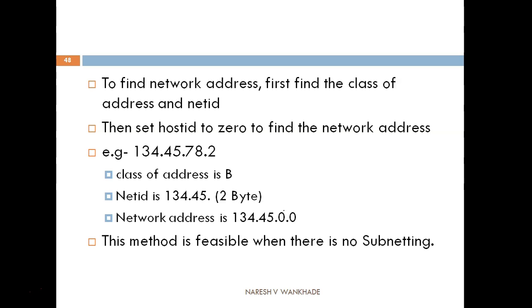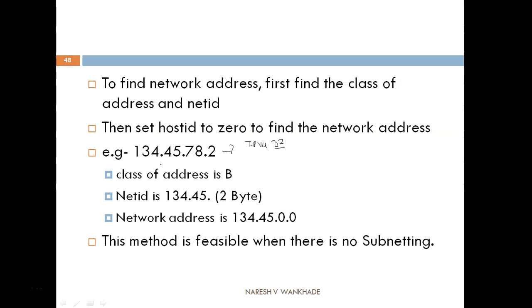To find the network address, first find the class of the address and the net ID. Finding the class is already covered in the previous tutorial. Then you have to set the host ID part to 0 to find the network address. The example is 134.45.78.2. This is an IPv4 address of 32 bits.